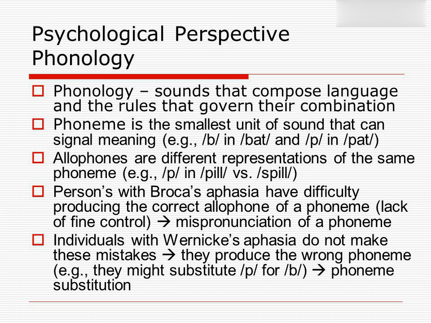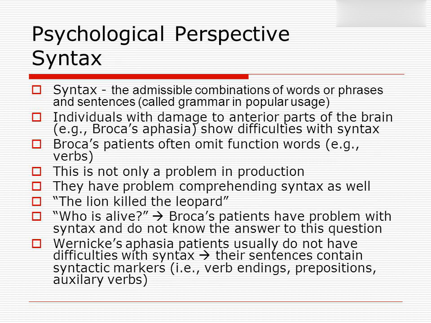/p/ in /pill/ versus /spill/. Persons with Broca's aphasia have difficulty producing the correct allophone of a phoneme: lack of fine control, mispronunciation of a phoneme. Individuals with Wernicke's aphasia do not make these mistakes. They produce the wrong phoneme. For example, they might substitute /p/ for /b/. Phoneme substitution.